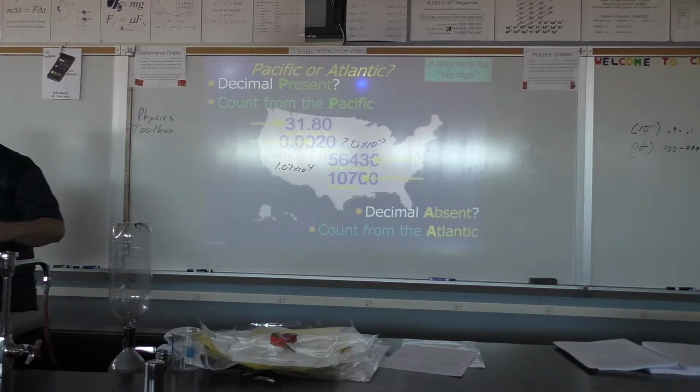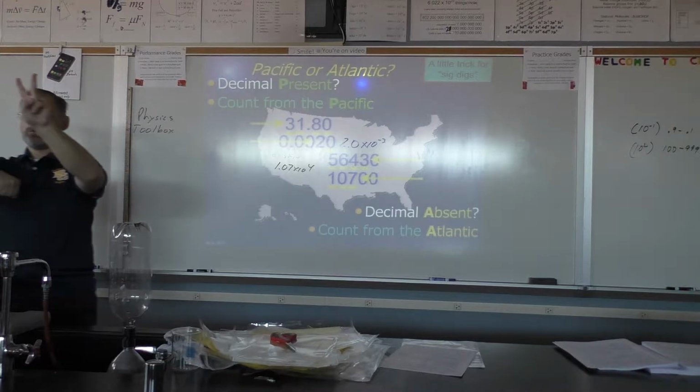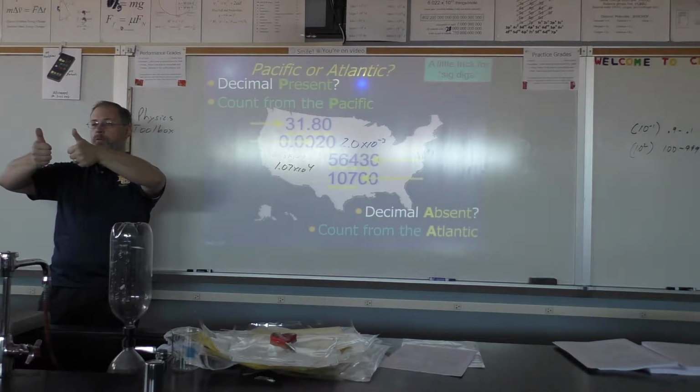Okay. So if you have a number with 2 significant digits and another number with 4, you don't average them; the answer should have 2. Cool? Give me a thumbs up if that sounds comfortable to you.